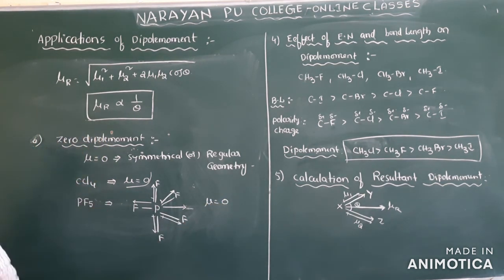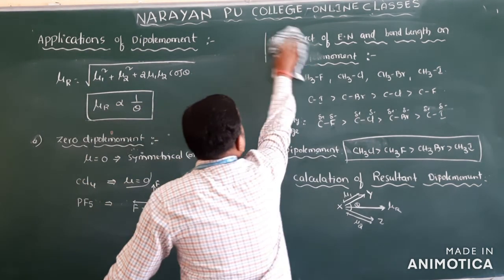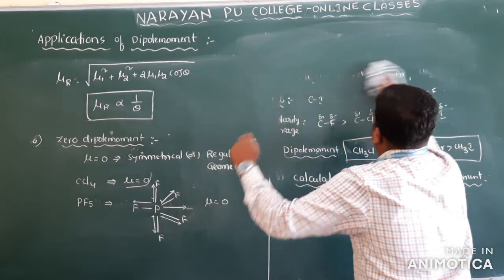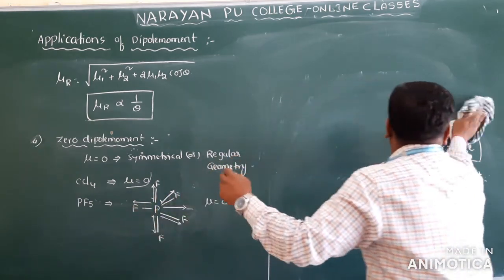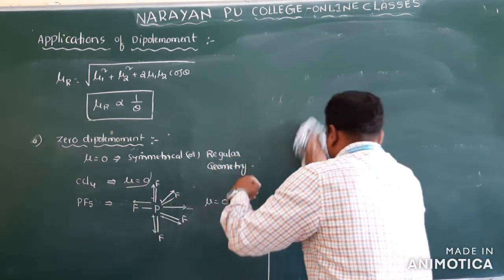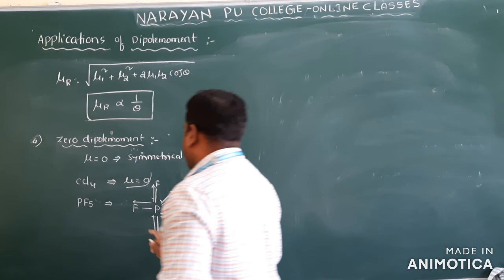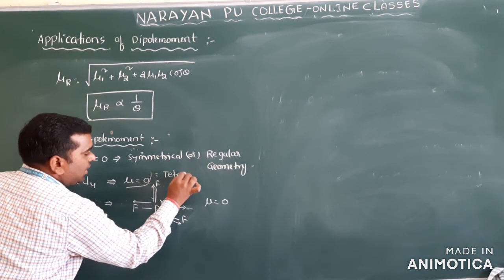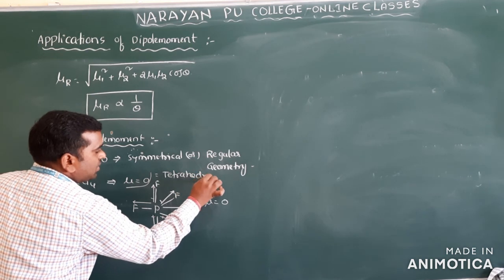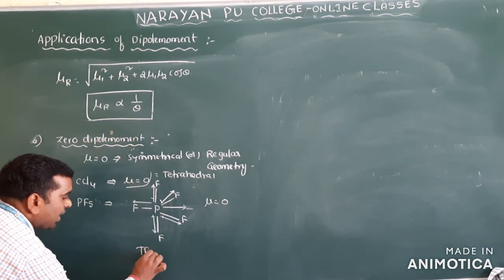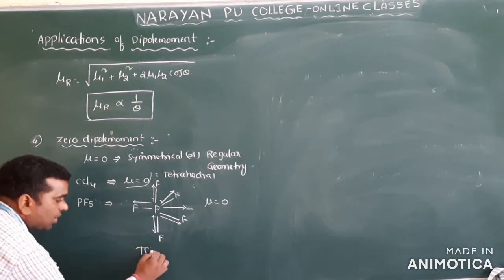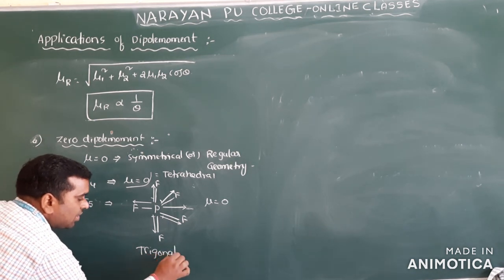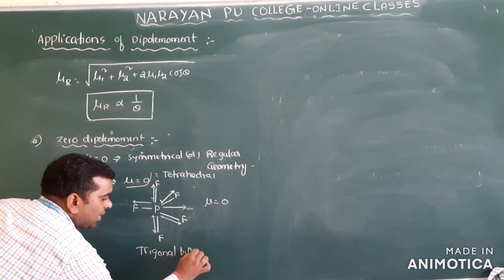That is for PF5. Another one I will take is SF6, which also has regular geometry. What is the geometry here? CCl4 is tetrahedral. PF5 is trigonal bipyramidal. We will discuss how it comes to be trigonal bipyramidal.